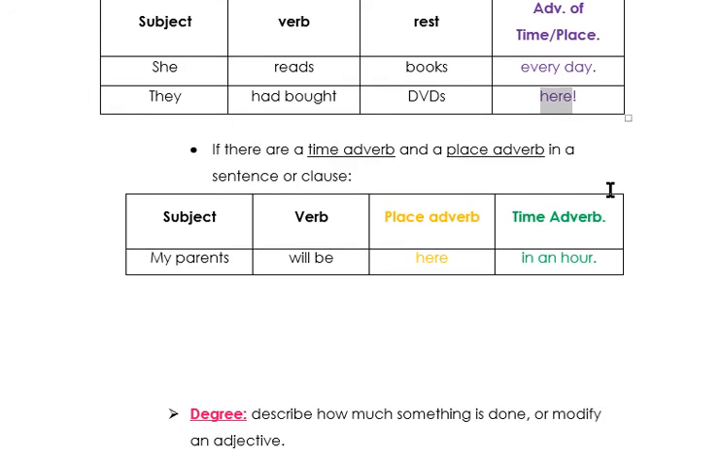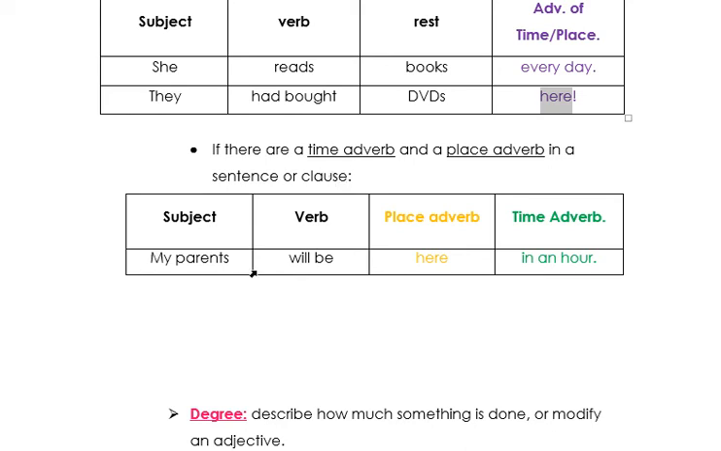Okay? If there are a time adverb and a place adverb in a sentence or clause, si tenemos un adverbio de tiempo, un adverbio de lugar, en una oración, en una clause, ¿sí? Clause era, por ejemplo, cuando teníamos dos oraciones que están unidas por una coma, ¿sí? Como lo es el caso de los conditionals, ¿sí? Bueno.